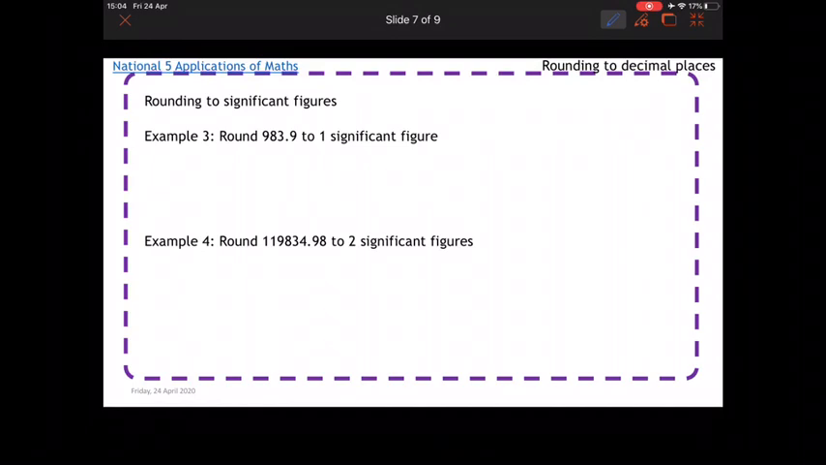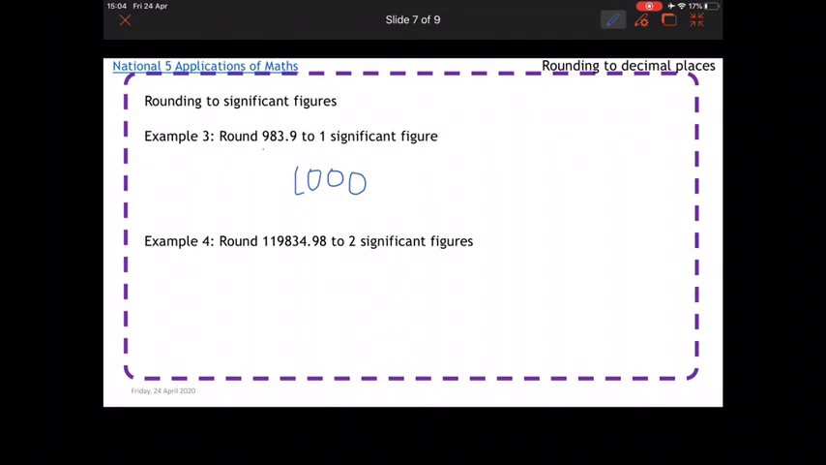Next one, we're going to round to one significant figure. So just count the 9. There it is. That 9 becomes a 10. Okay. And then what we've got to do is we're rounding 983.9 to one significant figure. So you've got to think about your place value there. So that 10 actually stands for 1,000. So just fill in your zeros.